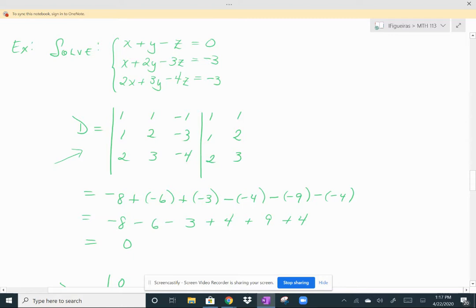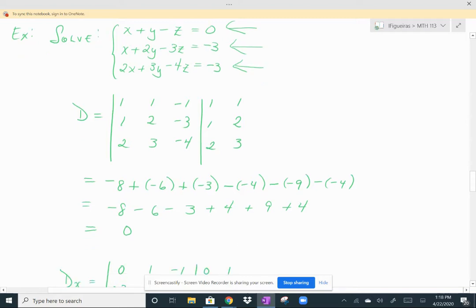And so first you just put the coefficients of your equations in this determinant. So let's look at equation 1. The row associated with equation 1 is 1, 1, negative 1. Those are the coefficients of x, y, and z. The row associated with equation 2 is 1, 2, negative 3. And then the row associated with equation 3 is 2, 3, negative 4. Then you repeat columns 1 and 2 and then multiply.